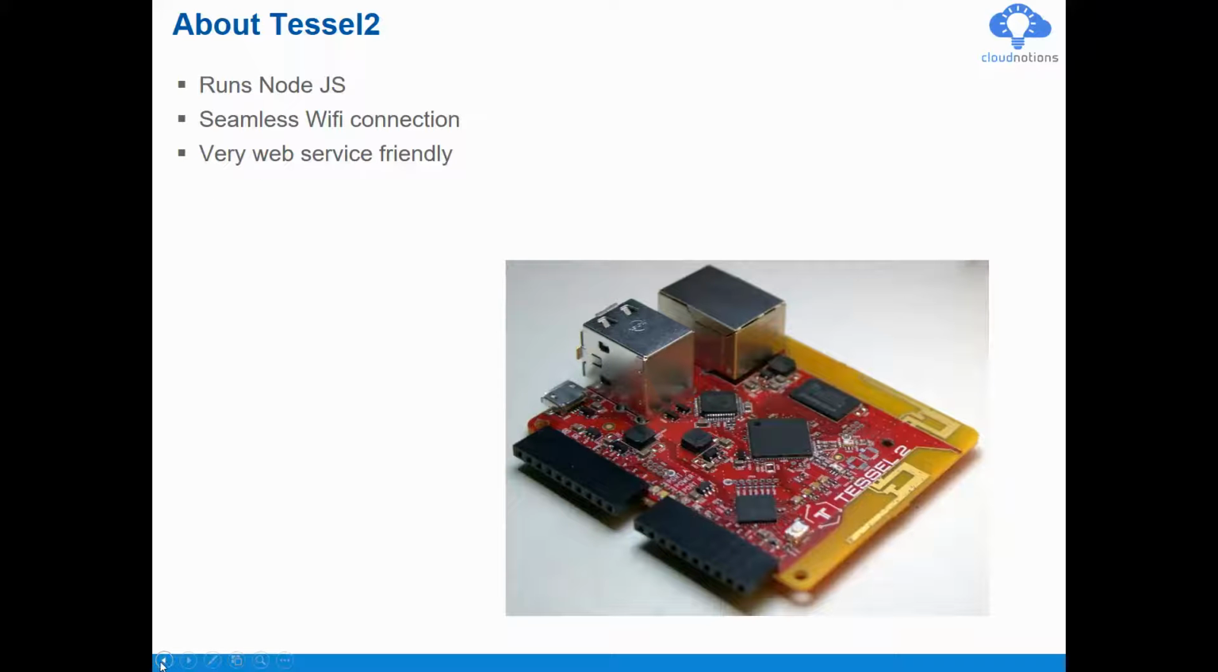So Tessel 2 is a really cool little microcontroller. You've probably heard of Arduino. This is not an Arduino. Arduino is a C-based language and doesn't come with built-in connectivity and things like that. A Tessel basically gets on the web with one line. It just needs your Wi-Fi password and it's set. But the cool thing is it's running JavaScript, so you can use Node.js and all the web service connections and things like that. So it's very friendly for life on the web.